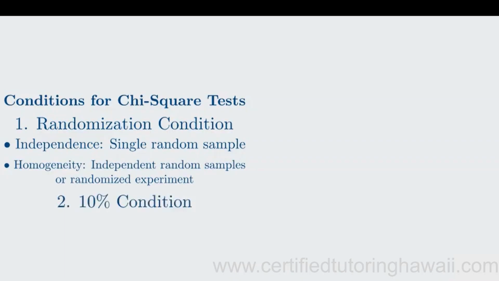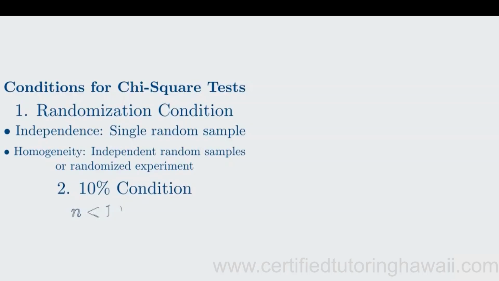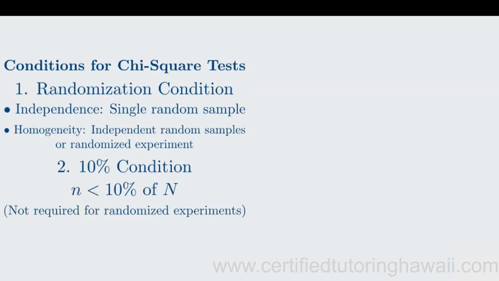The second condition is the 10% condition. If we are sampling without replacement, we need to ensure our sample size, little n, is less than 10% of the total population size, big N. This allows us to treat the individual observations as independent. However, if your data comes from a randomized experiment rather than a sample of an existing population, you do not need to check this condition.